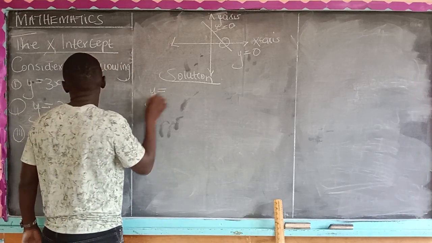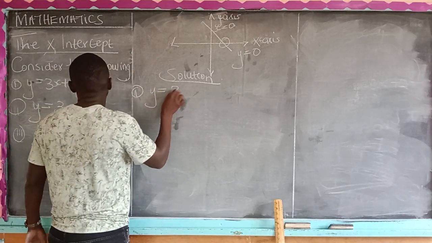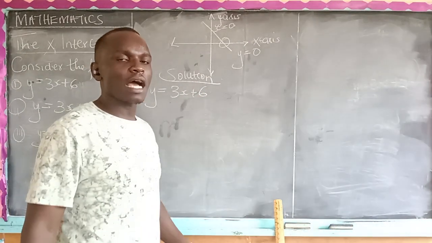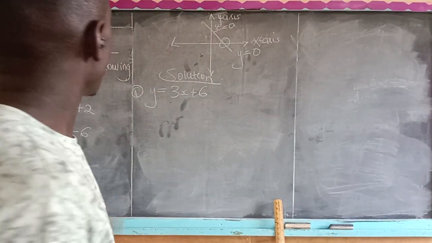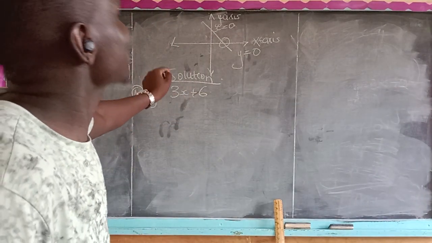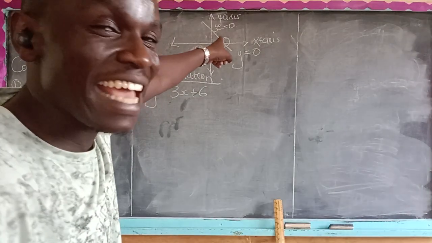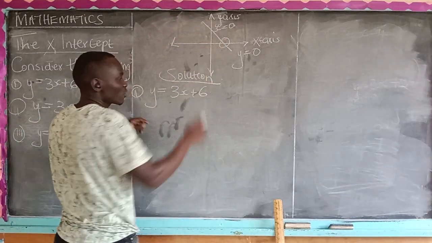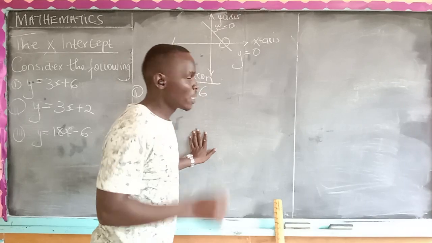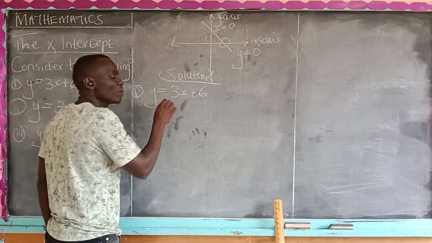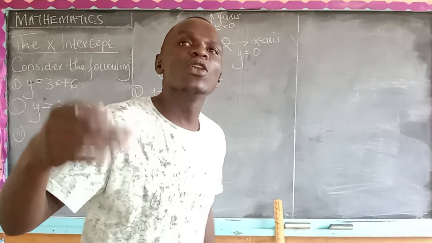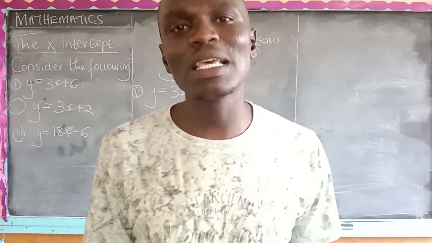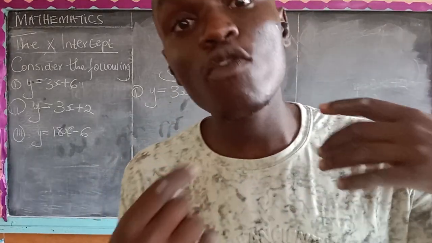For example, in equation 1, y equals 3x plus 6. When you are told to calculate the x-intercept, understand that at the point where the line crosses the x-axis, y is 0. So you replace y with 0. But make sure the equation is linear, for it to be easier for you.